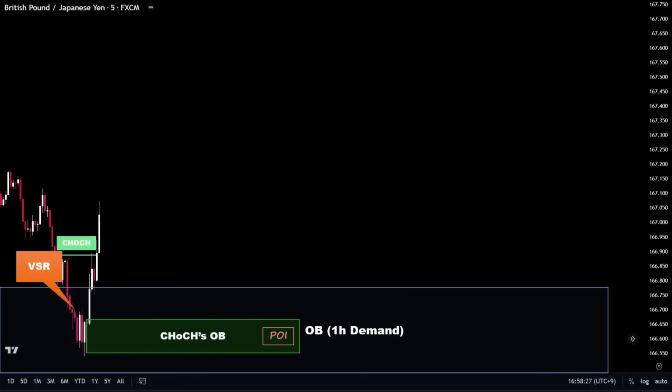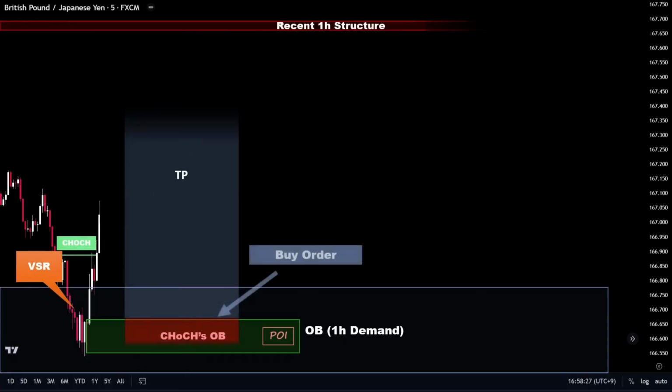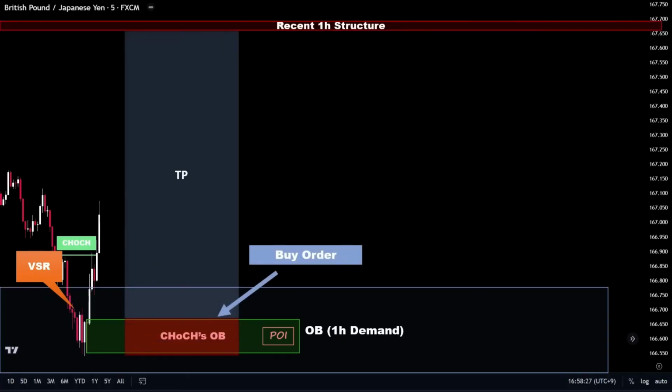Now that we have identified our point of interest and have a clear entry signal, we can proceed to place a buy order at the highlighted level. It is essential to adjust our stop loss a few pips below the lowest point of the zone to ensure a proper risk management strategy. As for our take profit target, we are aiming for the recent major 1-hour structure, as it presents a significant level where we expect price to potentially reach. By setting our entry, stop loss, and take profit levels, we have established a well-defined trading plan for this setup.